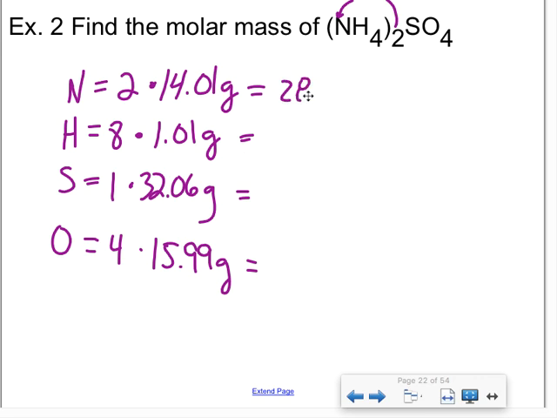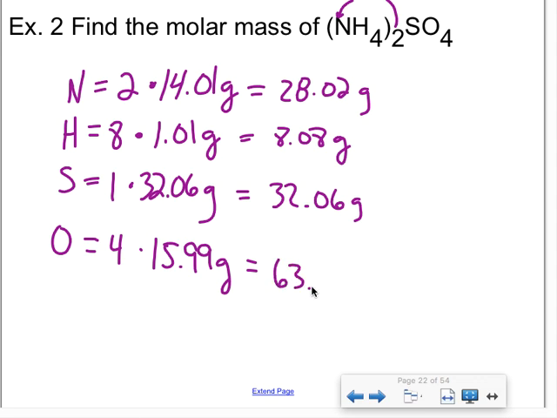Okay, this is 28.02. 8.08. 32.06. You only have to do 2 of the 4. What's 16 times 4? You're going to add up all 4 of those numbers. Okay, Dave, redeem yourself. Alright, I will. Just don't say the answer out loud. So we're figuring this way. 36 plus 32 is going to be like 64.